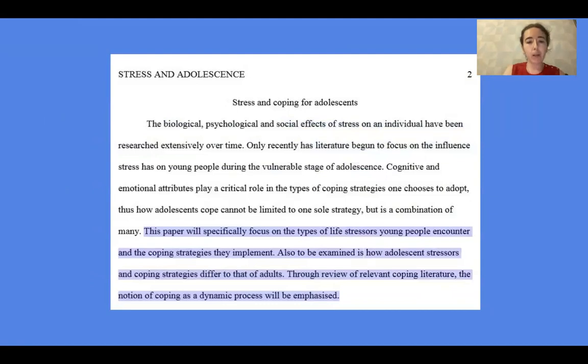So moving on in this paragraph, it says this paper will specifically focus on the types of life stressors young people encounter and the coping strategies they implement. Also to be examined is how adolescent stressors and coping strategies differ to that of adults. Through a review of relevant coping literature, the notion of coping as a dynamic process will be emphasized. This is Irish grammar and spelling, but whatever. So what role do these sentences play? What is the student doing here?